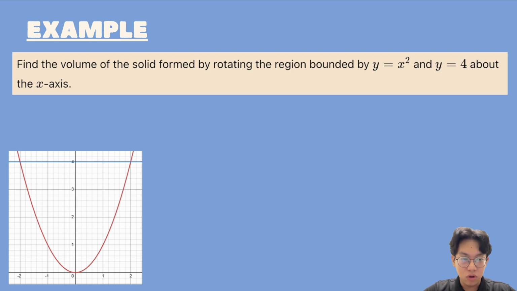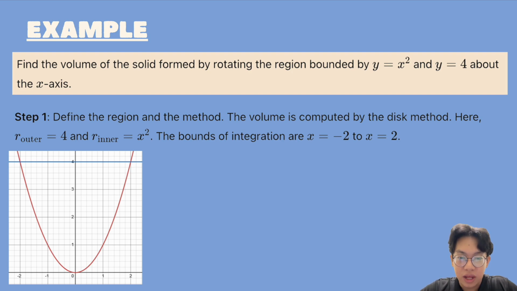Suppose you want to find the volume of the solid obtained by rotating the region bounded by y equals x squared and y equals 4 about the x-axis. The first step, we define the region and the method. Since the rotation is about the x-axis, the inner and the outer radius are functions of x. When we draw the curve and the line of both functions, we can notice that the function y equals 4 is farther from the axis of rotation. Therefore, the outer radius equals 4, while the function y equals x squared is closer to the axis of rotation. x squared is the inner radius.